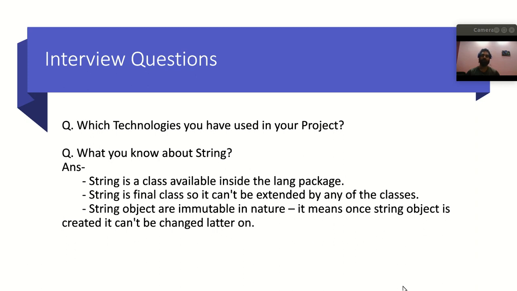Here, a string is a class available inside the java.lang package. String is a final class, so it cannot be extended by any other class. As it is final, we cannot extend it. And string objects are immutable in nature. So what do you mean by immutable? It means that once the string object is created, it cannot be changed later on. So a string is immutable.